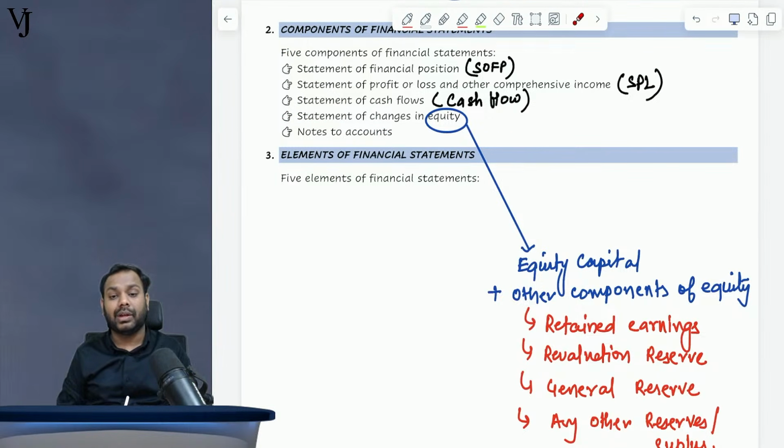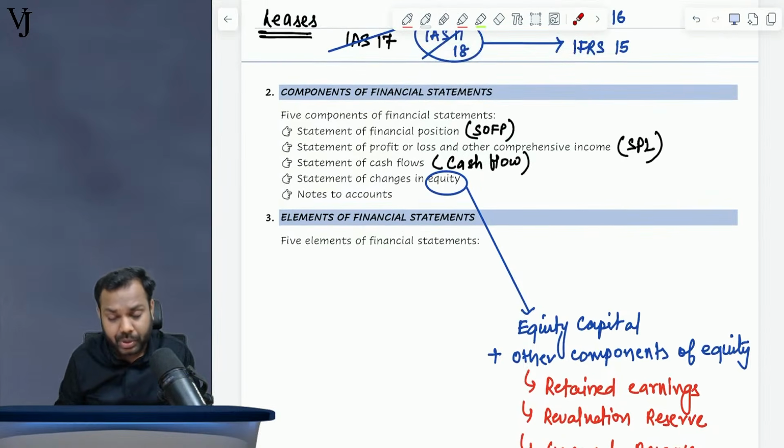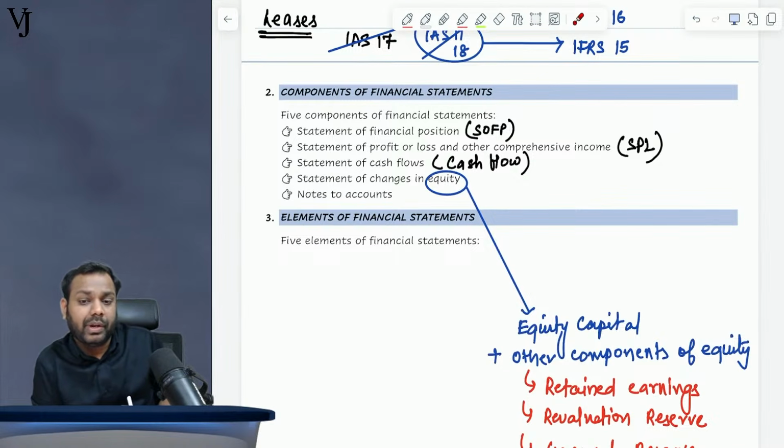Tell me guys, are the components of financial statements clear to all of you? Is it clear to all of you? Come on guys, please tell me.